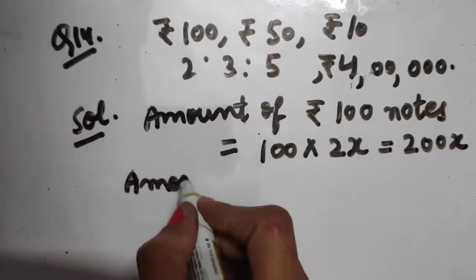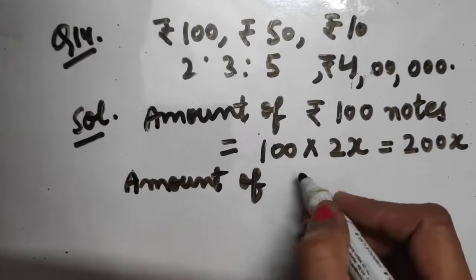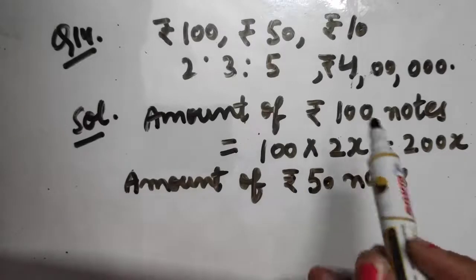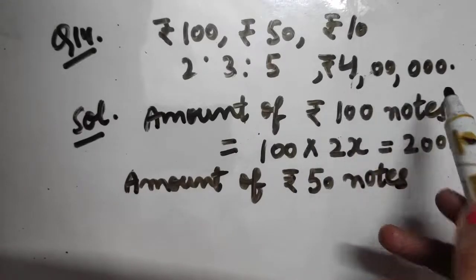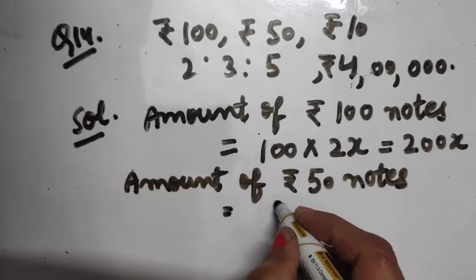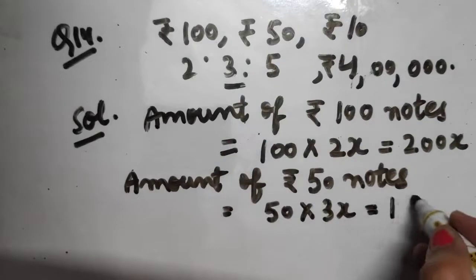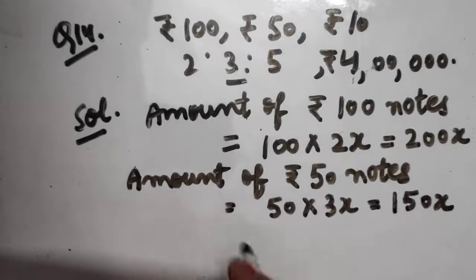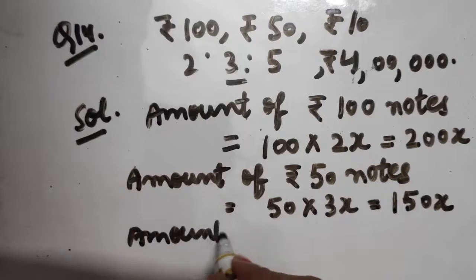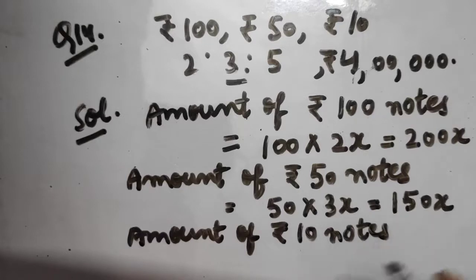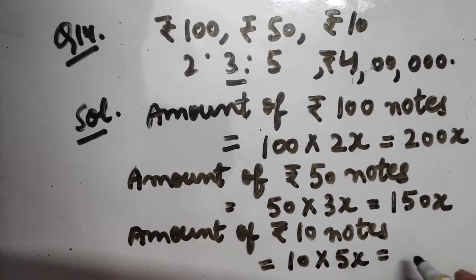Similarly, amount of rupees 50 notes. Why do I need to find the amount? Because the total amount is with us. So it will be 50 into 3x, because the ratio is 3x. So it will be 150x. Now amount of rupees 10 notes, that will be equal to 10 into 5x, that will be equal to rupees 50x.